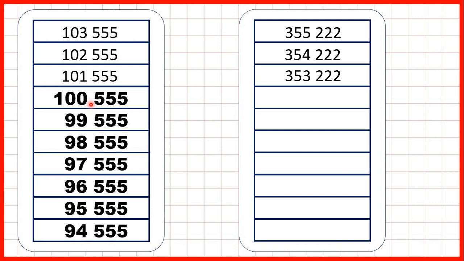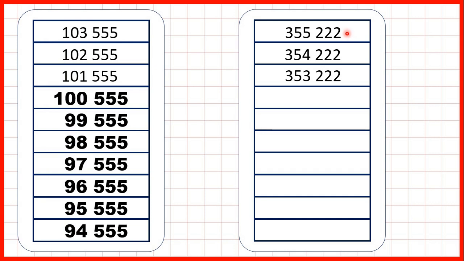Well, if we show them, we can see that counting back in thousands is just like counting back in ones, but with our hundreds, tens, and ones digits staying the same, because we're taking away 1,000 each time.